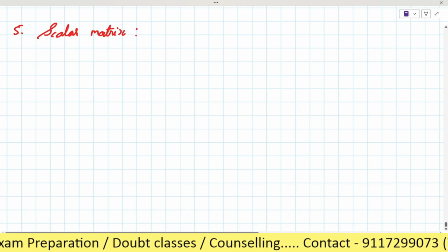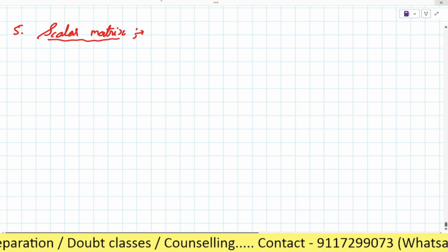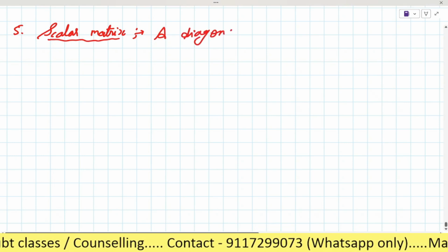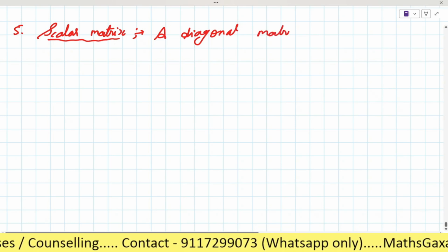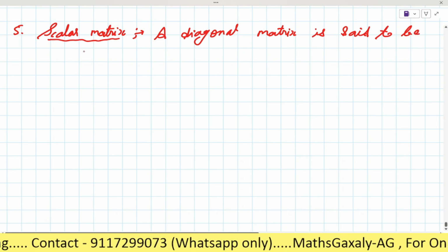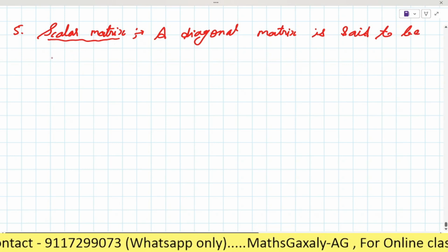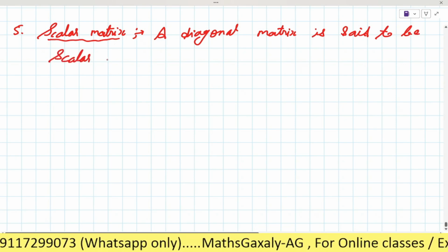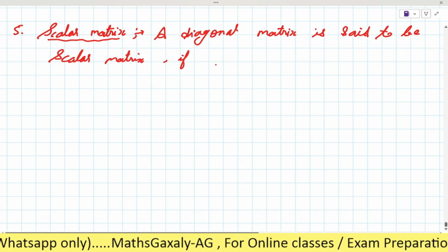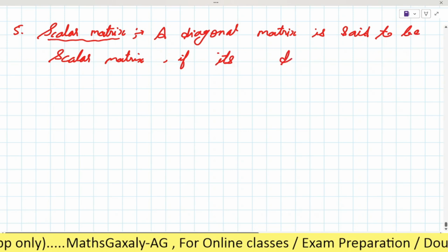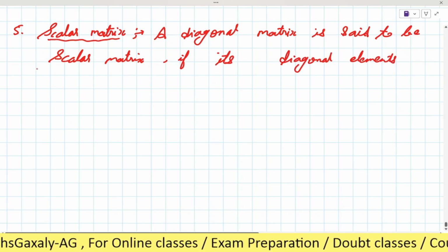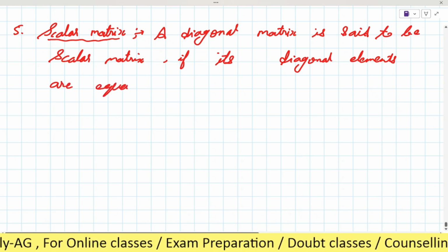Scalar matrix. A diagonal matrix is said to be a scalar matrix if its diagonal elements are equal.